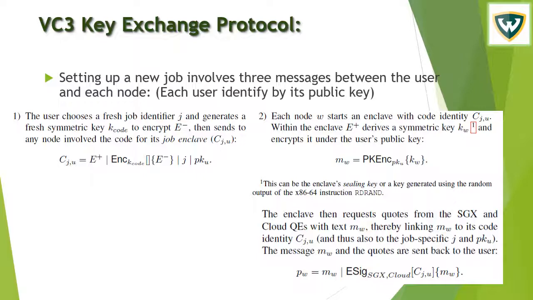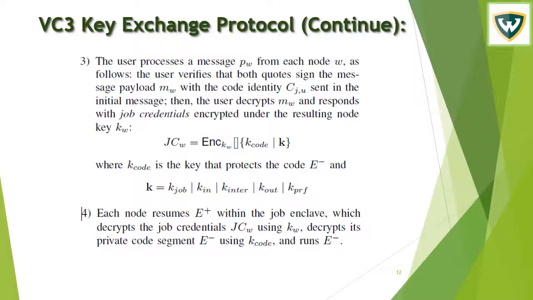So now we go to message three. In message three, the user processes a message P_omega which it receives from every node omega. And in the process, the user verifies that both quoting enclaves, the cloud quoting enclave and the SGX platform quoting enclave, have signed the message M_omega under the identity C_J^U, which has been sent initially in the first message. And then after that, the user decrypts the M_omega with its private key and responds with a job credential, which is encrypted under the resulting node key, key_omega, which belongs to the particular enclave.